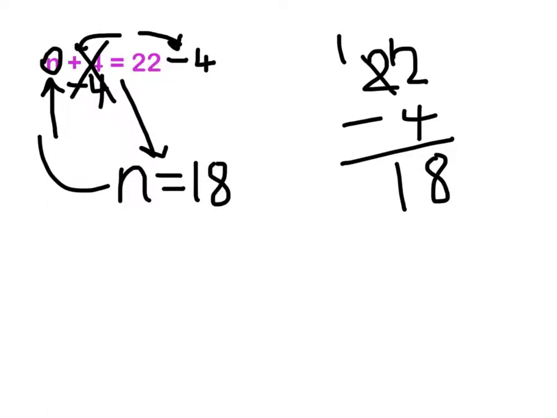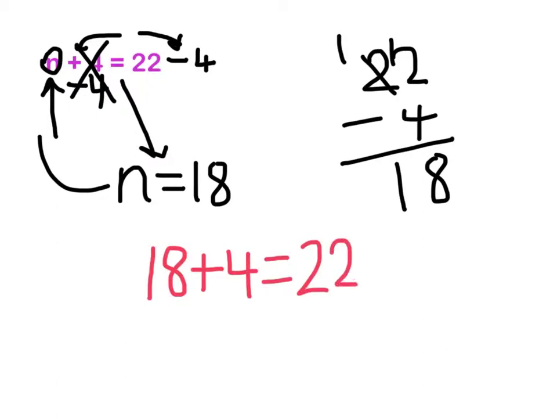So let's rewrite the equation with 18 in there for n. So we'll put 18, and we were adding 4 to 18, and that equals 22. That's what we said. That's what we're trying to prove. So let's do it on this side here. 4 plus 8 is 12. Carry the 1. 1 plus 1 is 2. Ta-da! We figured it out.